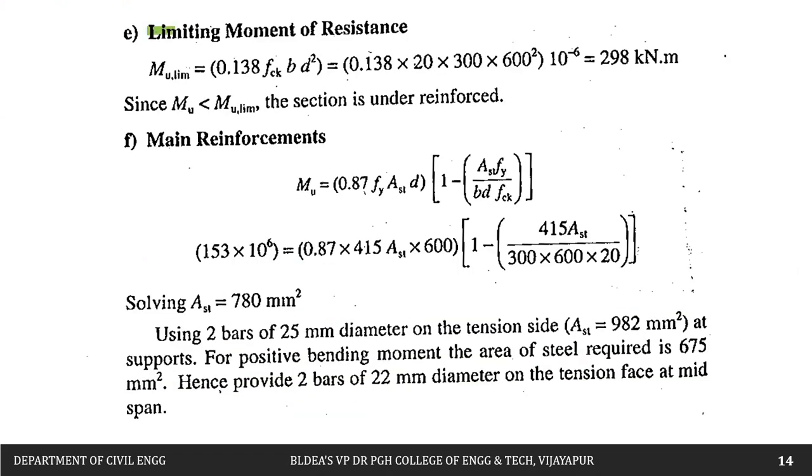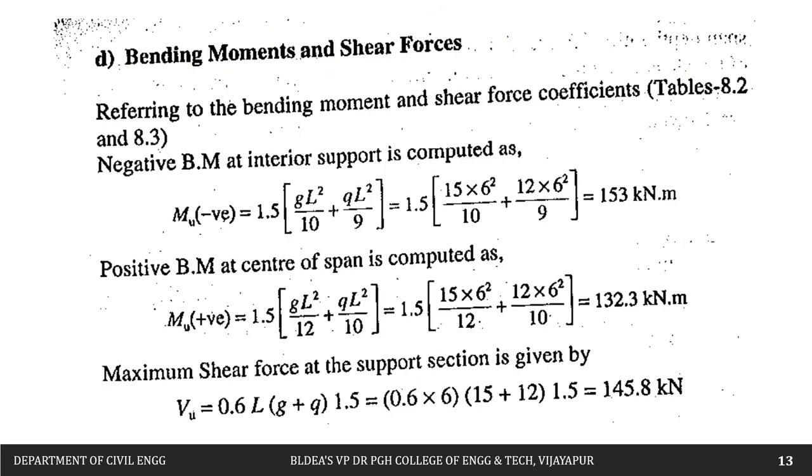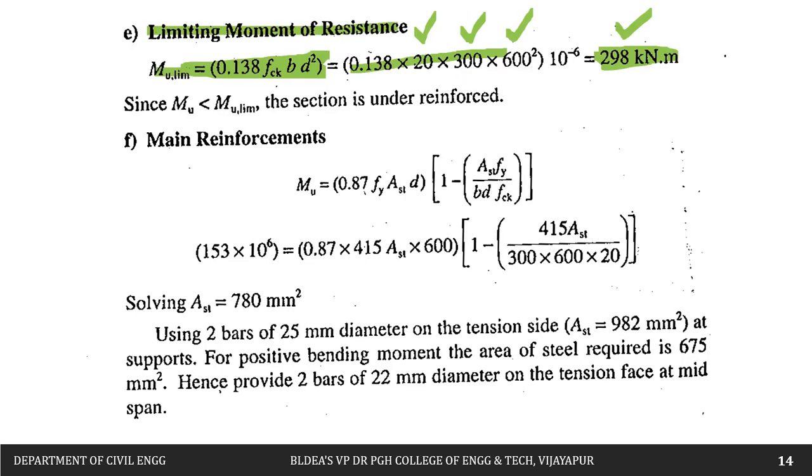Then next, we are going to check the limiting moment, MU LIM, for Fe415 grade of steel. We have 0.138 FCK BD square, where FCK is 20, B is 300, and D is 600 square. If you multiply, you get the answer as 298 kilonewton meters. If you check, MU limiting moment is 298 and our moments, 153, 132, 145, are less. So MU is less than MU LIM, therefore our section is an under reinforced section.